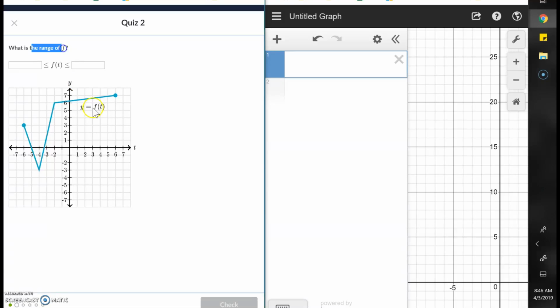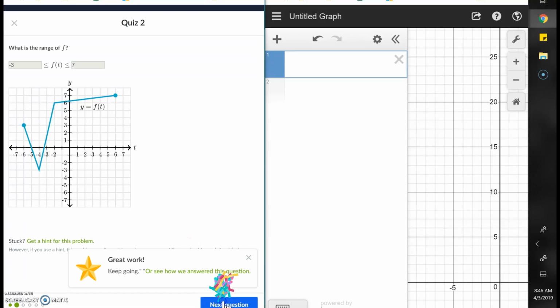Range refers to the y values. So we want the lowest and the highest y values. So the lowest y value is at -3. Don't be confused by these endpoints. The lowest y value is -3, so we put that one in first. The highest y value, I go up to y. Looks like it's this point right here, which is even with 7. So our range is between -3 and 7.